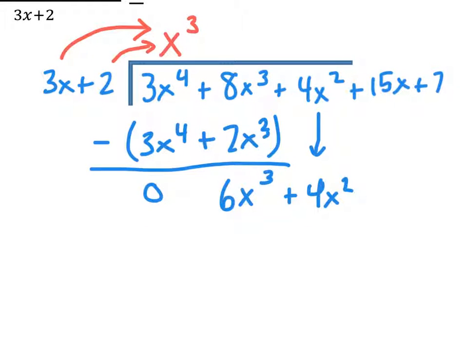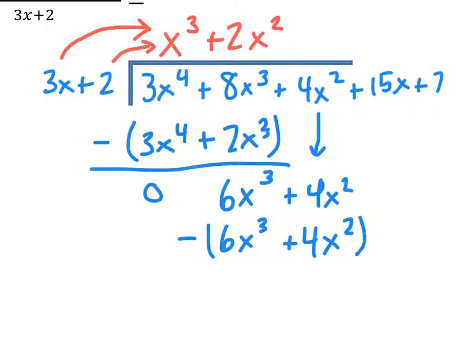So now we're going to take 6x cubed and divide it by 3x. So 6x cubed divided by 3x, break it down, 6 divided by 3 is 2. X cubed divided by x is x squared. Now go back and multiply 2x squared by 3x and by 2. So 3x times 2x squared, 6x cubed. And 2 times 2x squared is 4x squared.